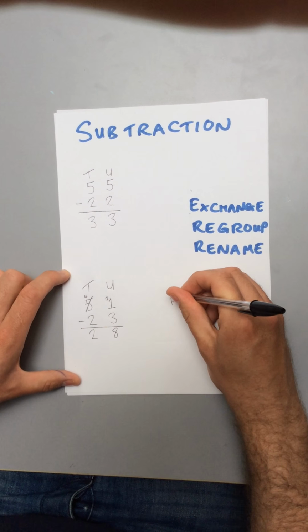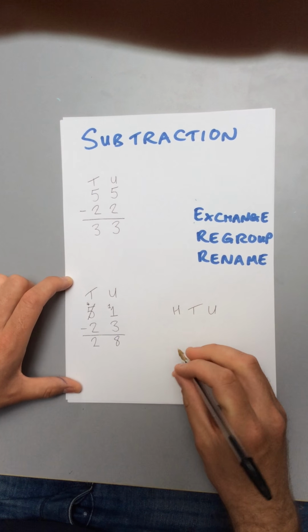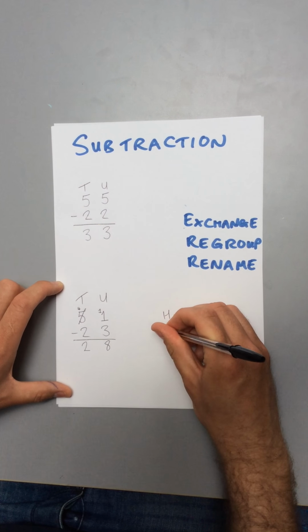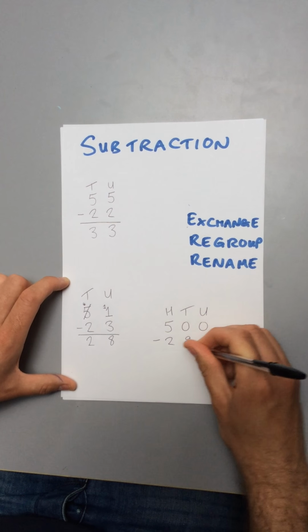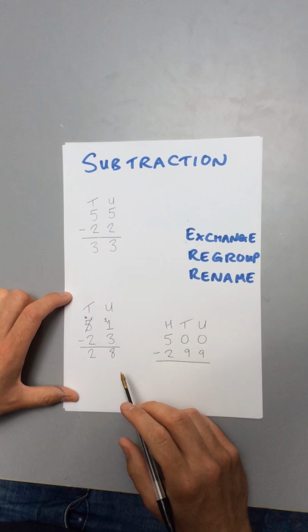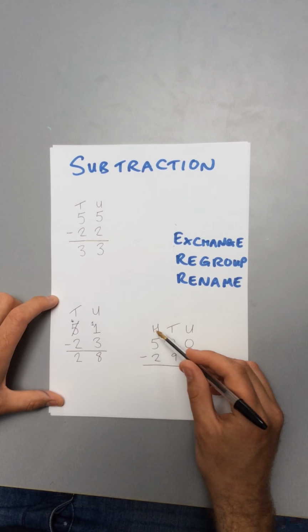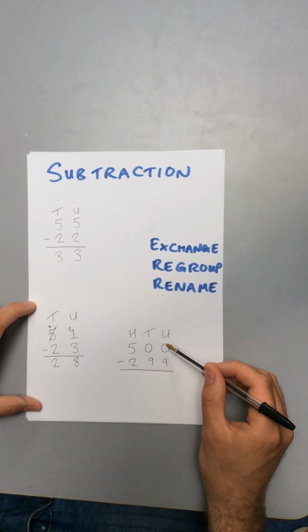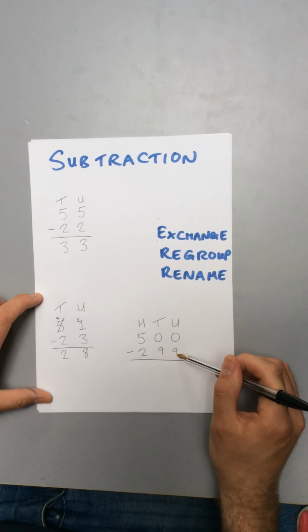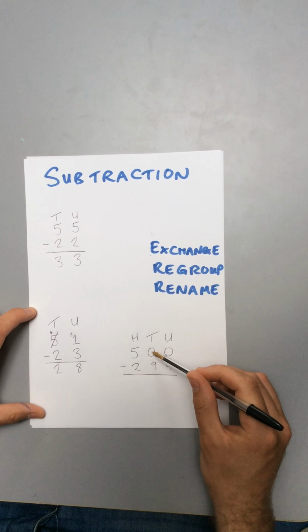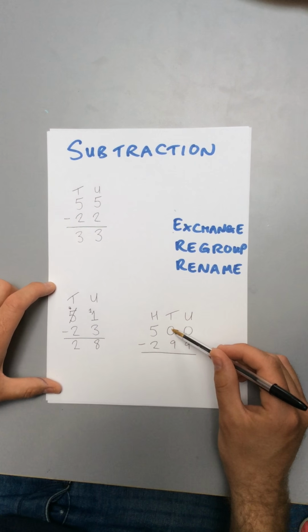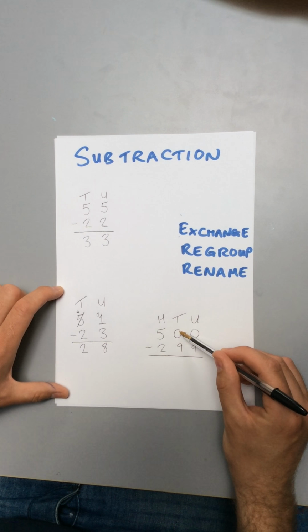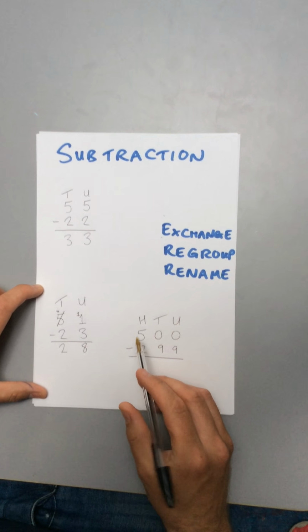The final one then, I'll do a larger sum, hundreds, tens and units. So I have 500 take away 299. So again, units, tens, hundreds, start at the unit side, start on top. 0 take away 9 I cannot do. So I look over to my tens and there's nothing there, so I can't exchange or regroup from here. So I'm going to go all the way over to my hundreds.